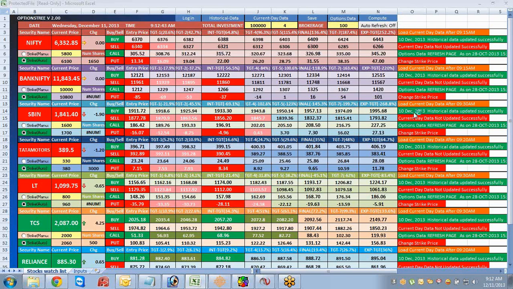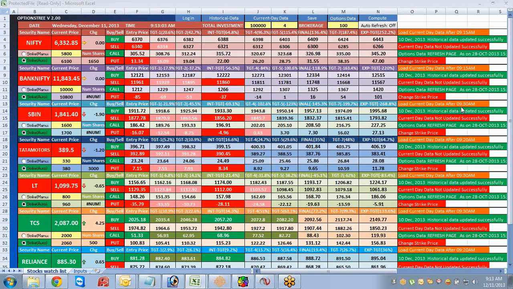So there is an indication that 10th December historical data is uploaded successfully for all the scripts. We don't need to do it. We'll have to directly take the current day data at 9:15. We'll get the prices for Nifty and Bank Nifty, the entry prices.